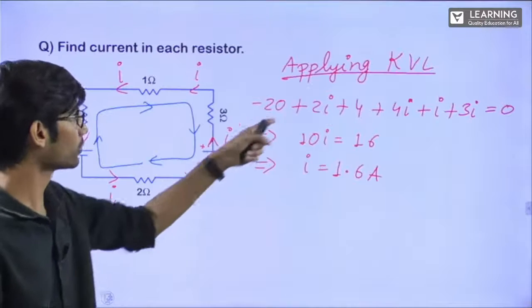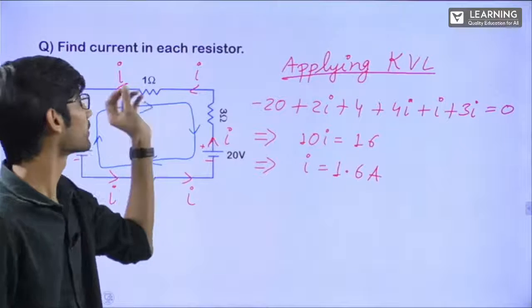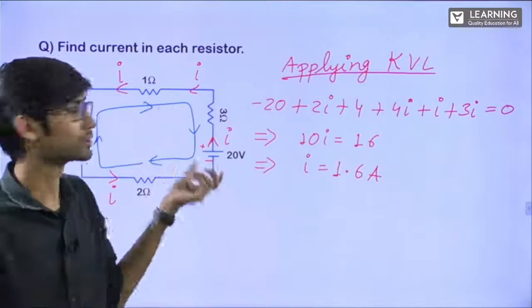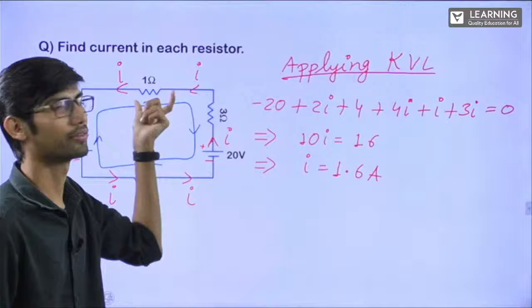Acha, never forget to write the potential difference. Sometimes we only write resistance, because here we are writing 20, we are writing 4, only the numbers. Sometimes we only write resistance. Don't forget that. Always write potential difference. Keep in mind.